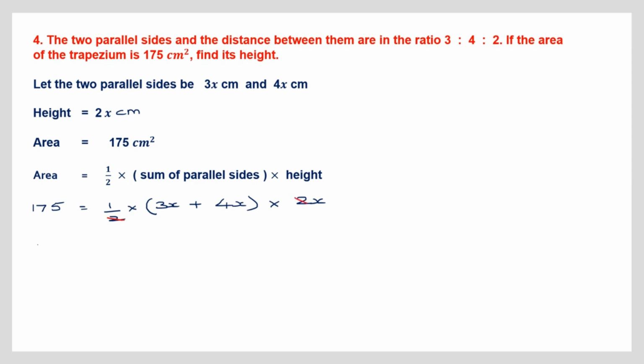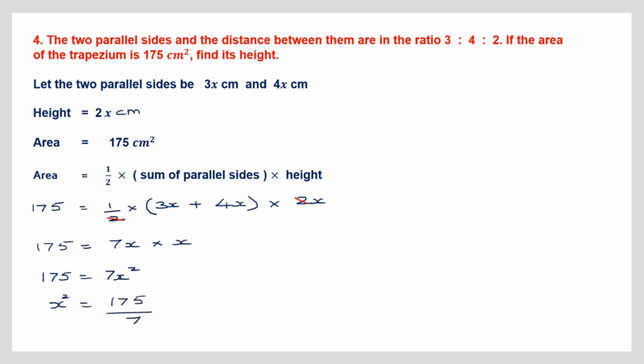So now let's continue. 175 is equal to 3x plus 4x is 7x into x. Remember, here we've only cancelled the number. x is still there, so that x I've written it here. So now this will be 175 is equal to 7x square. Now we are going to find the value of only x square. So x square will be equal to 175 divided by 7.